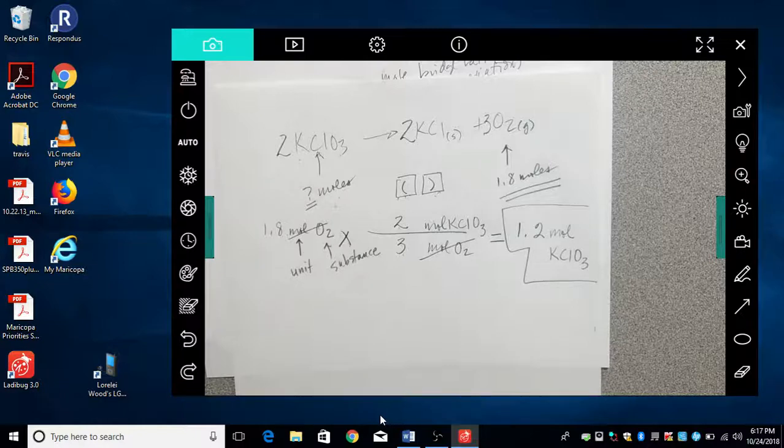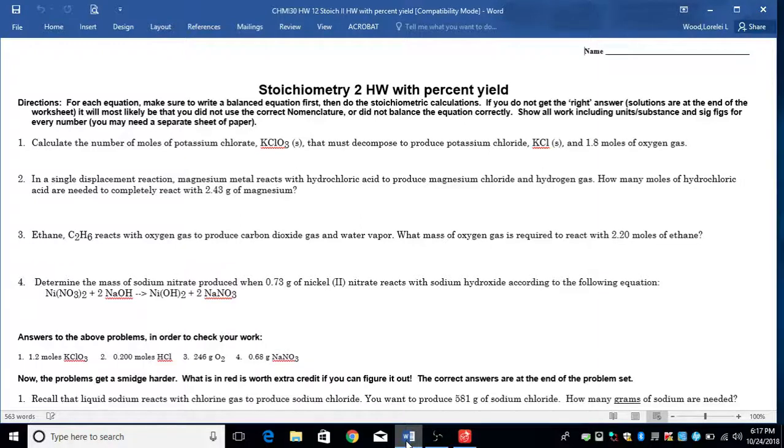Number 2 says we're doing a single replacement reaction, all right? Single replacement with magnesium metal, Mg, as a solid, and hydrochloric acid, HCl, to produce magnesium chloride, MgCl, and hydrogen gas, which you should know at this point the formula is H2. How many moles of hydrochloric acid are needed to completely react with 2.43 grams of magnesium? 2.43 grams.